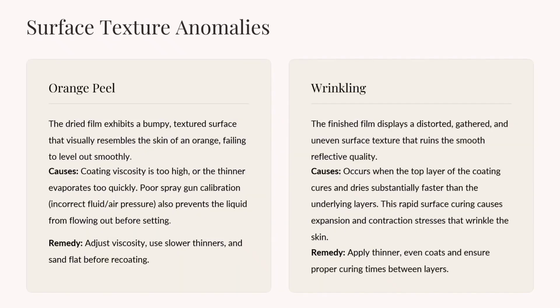This slide explains two common surface texture defects in wood coatings: orange peel and wrinkling. Orange peel gives the coating a rough, uneven texture that looks like the skin of an orange. It's mainly caused by high coating viscosity, fast thinner evaporation, or incorrect spray settings. It can be fixed by adjusting viscosity, using slower thinners, and sanding before recoating. Wrinkling appears as a distorted or folded surface texture. This happens when the top layer dries faster than the layers underneath, creating stress in the coating. To prevent this, apply thin, even coats and allow proper curing time between layers.